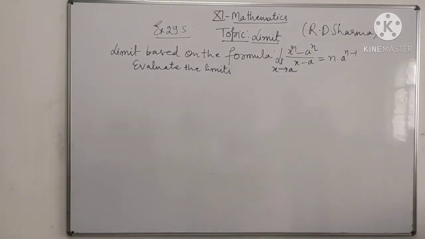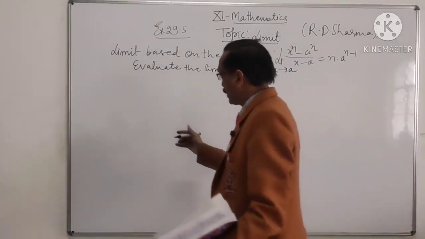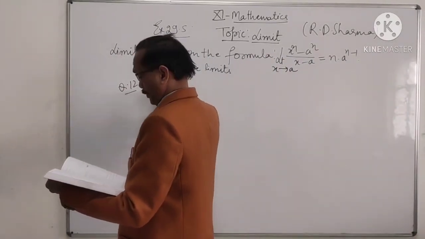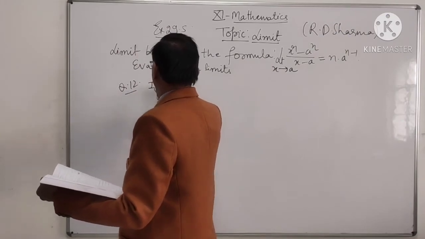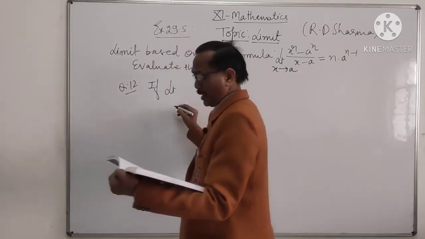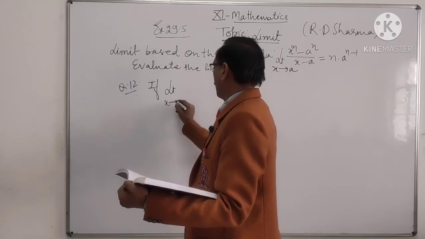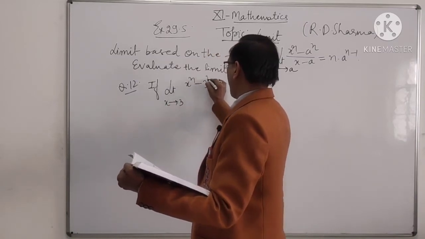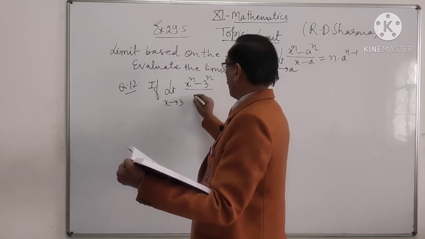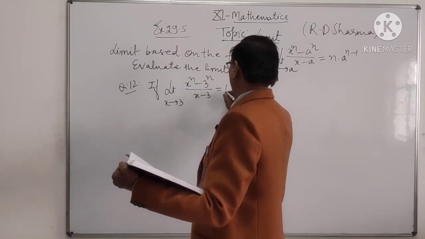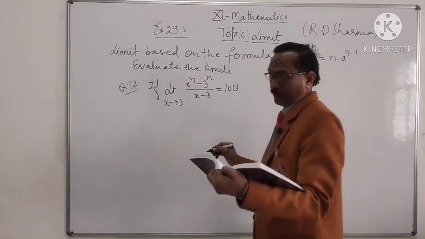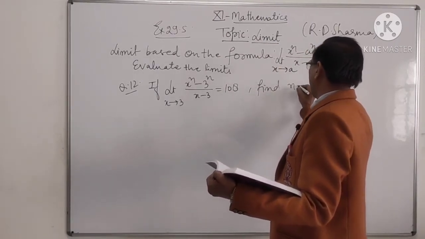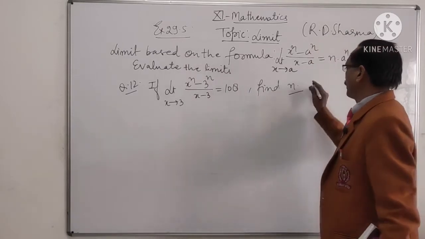Now next question is question number 12. If limit x tends to 3, x power n minus 3 power n upon x minus 3 equal to 108, find n. Find the value of n.